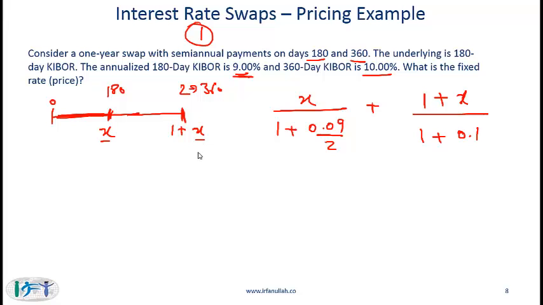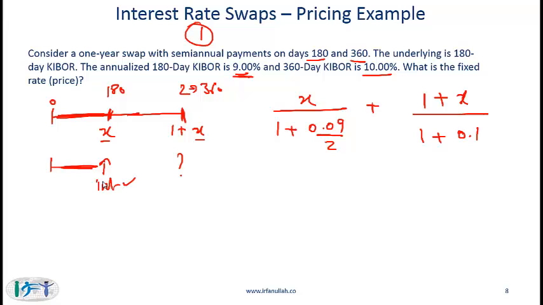What about the present value of a floating instrument? Now with a floating instrument, do you know the interest rate for this period? So you know 180-day CIBOR, which means that you know the interest payment over here. Do you know the interest payment over here?